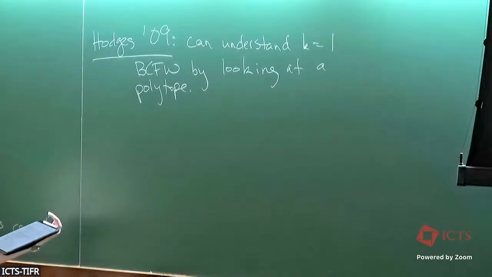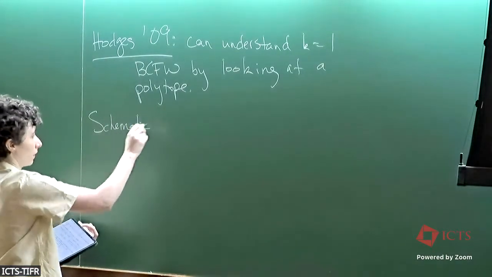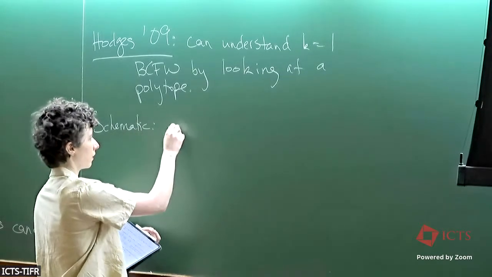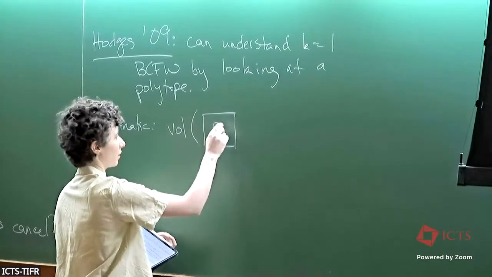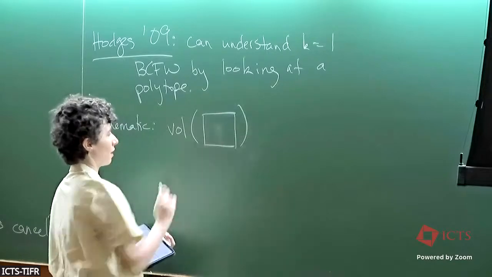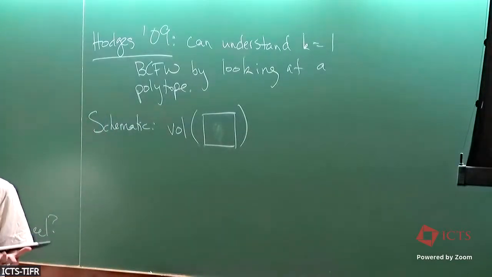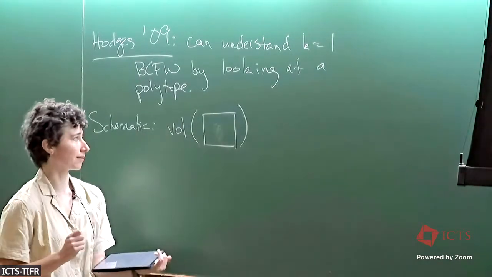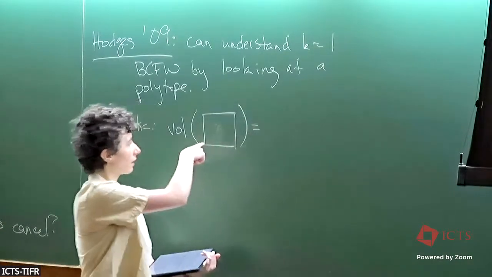Okay, and the schematic is we have our amplitude that we're interested in. And I'm going to write it in a funny way. This is just a schematic to help you understand. So I'm going to think of my amplitude as being like the volume of something, like this square. In reality, it's higher dimensional, fine. So my amplitude is the volume of this polytope. And what I can do is compute this volume.